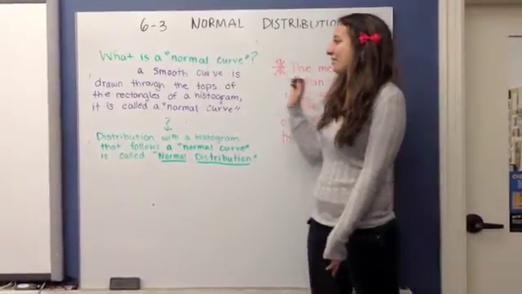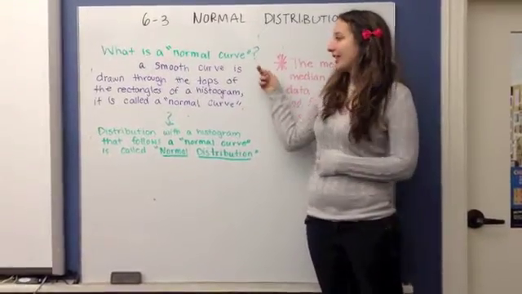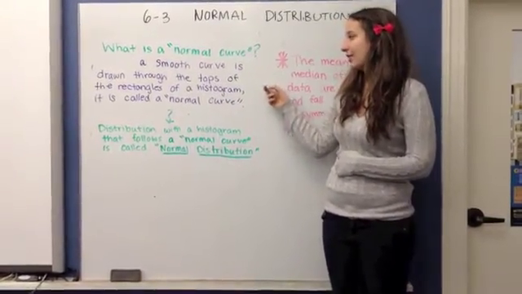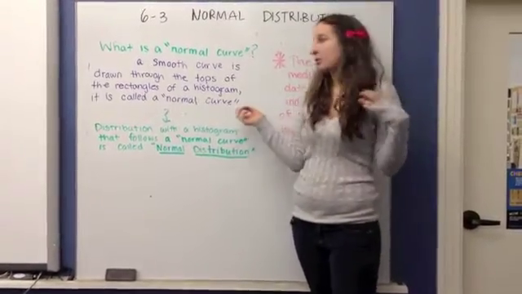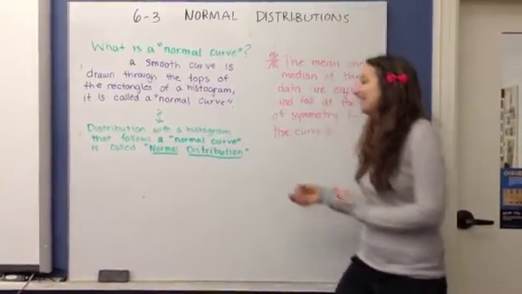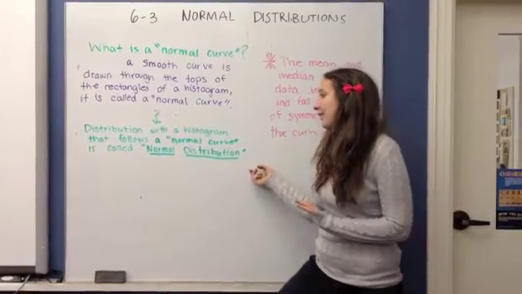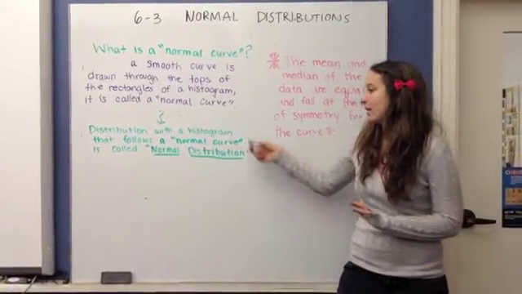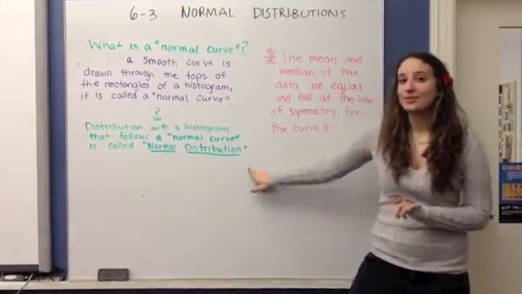So what is a normal distribution? A normal curve is a smooth curve that is drawn through the tops of the rectangles of a histogram, and it's called a normal curve. That's what a normal curve is. And then a normal distribution is a distribution with a histogram that follows a normal curve. So a normal curve is part of the definition for a normal distribution.